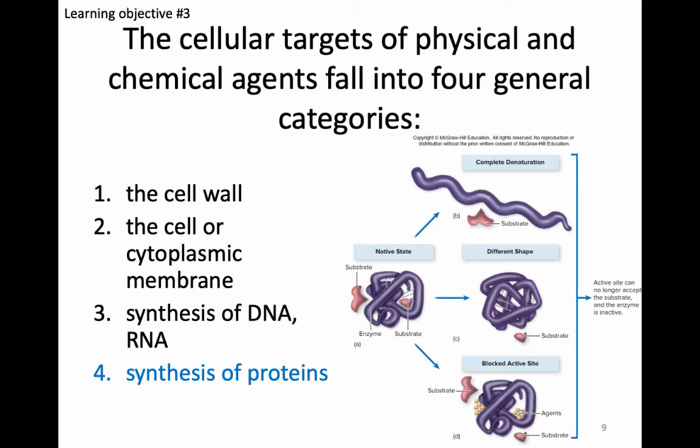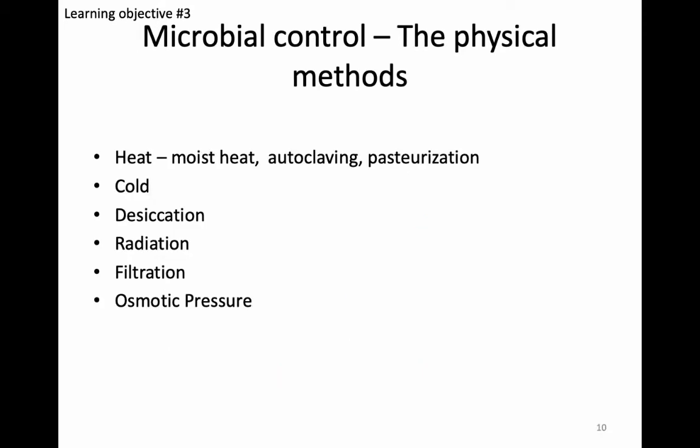Some of these methods will slightly alter the shape of the protein, or we have some methods that may block the active site of the protein. So especially if it's functioning as an enzyme, it can't bind to the substrate anymore, and then that would be bad for the cell because that chemical reaction would not be catalyzed. So either affecting proteins being made or the way proteins function is the last cellular target.